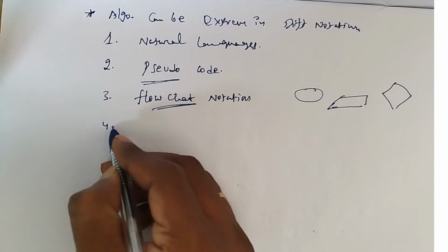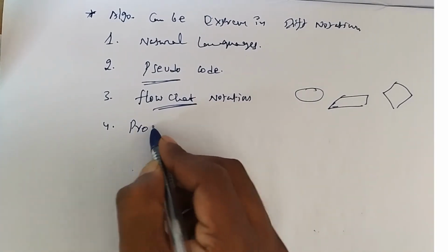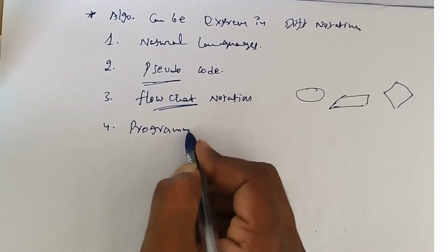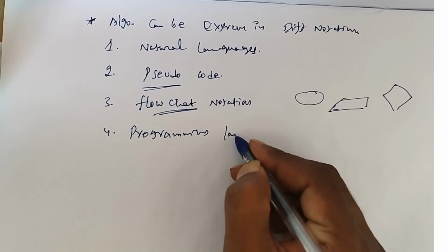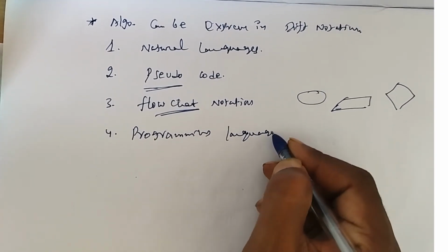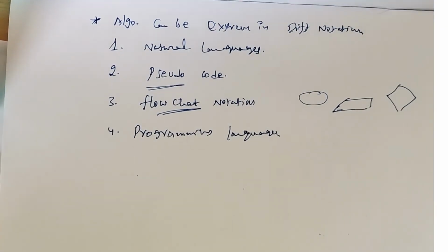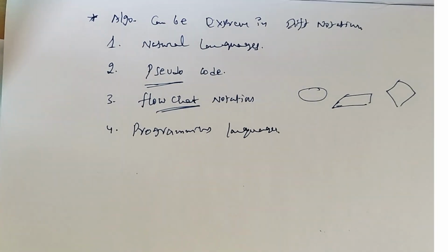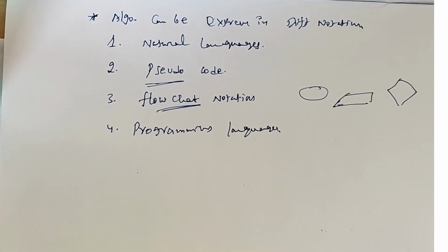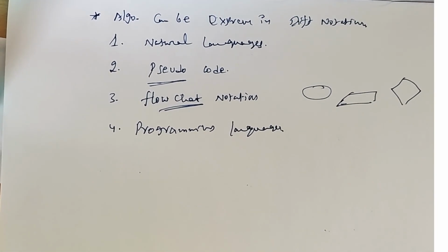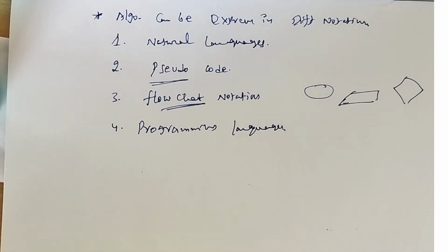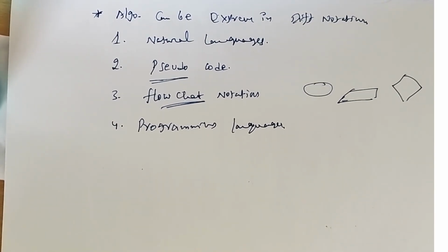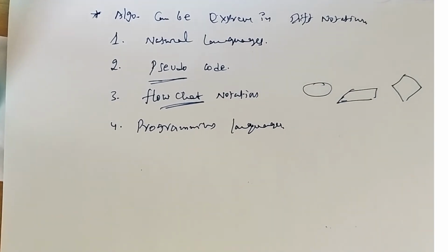The fourth notation is programming languages. What is the meaning of programming languages? It means we can write an algorithm in our regular programming languages like C, C++, Java, Python, etc. Okay, this is about today's class.